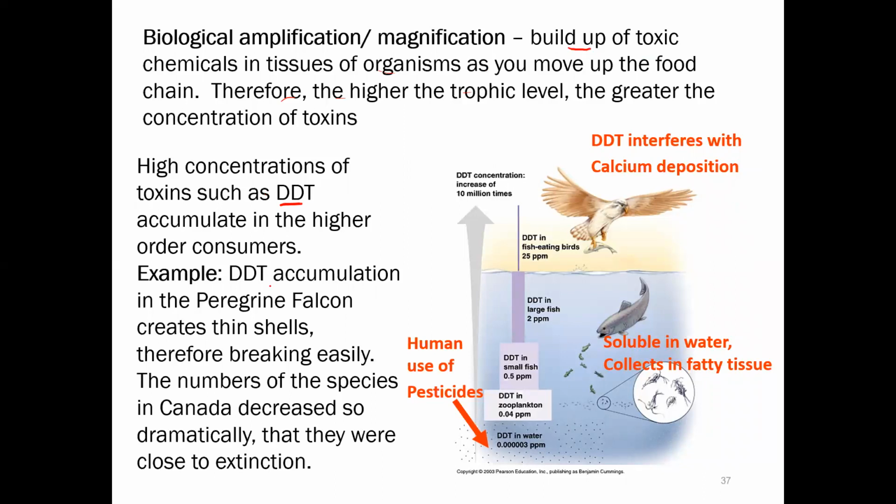It's famous in birds of prey for affecting their eggshells. They become thin because the calcium isn't allowed to deposit in the eggshells and they crack. And so these birds of prey, like peregrine falcons, plummeted here in Alberta. The number of species in Canada decreased so dramatically that they were close to extinction.